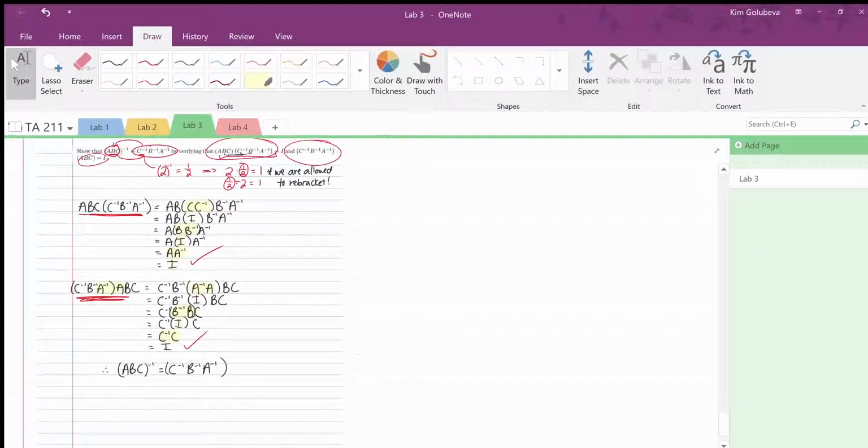So the last three questions were very similar, but it's a good thing to practice these types of proofs to make sure that you get the whole concept of inverses.